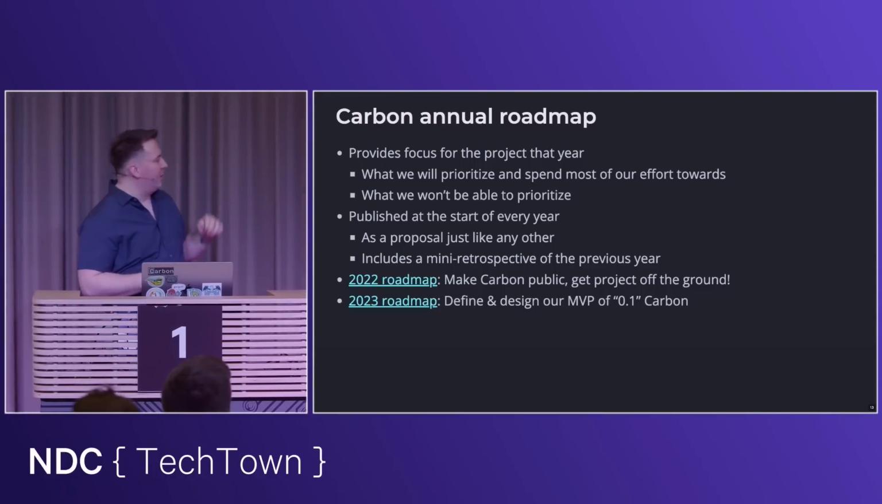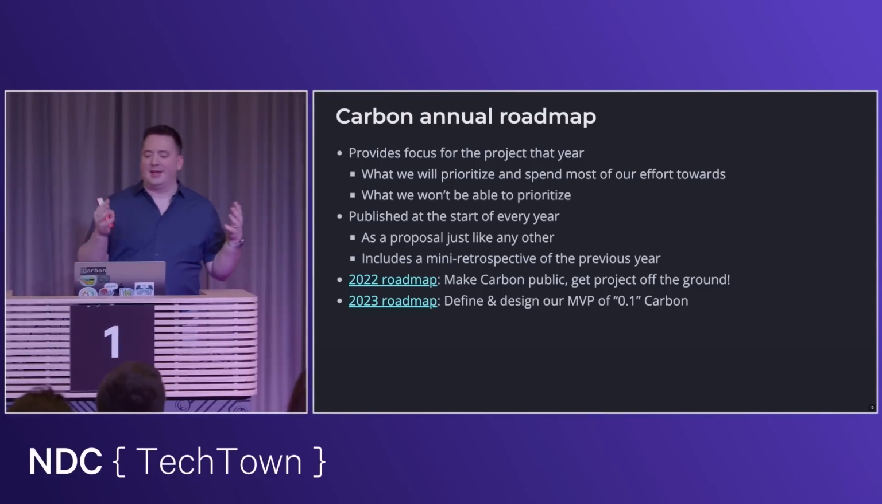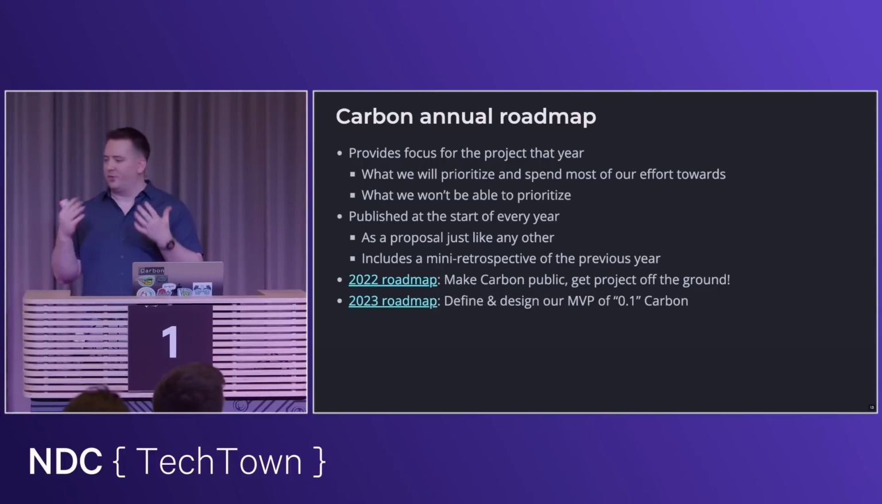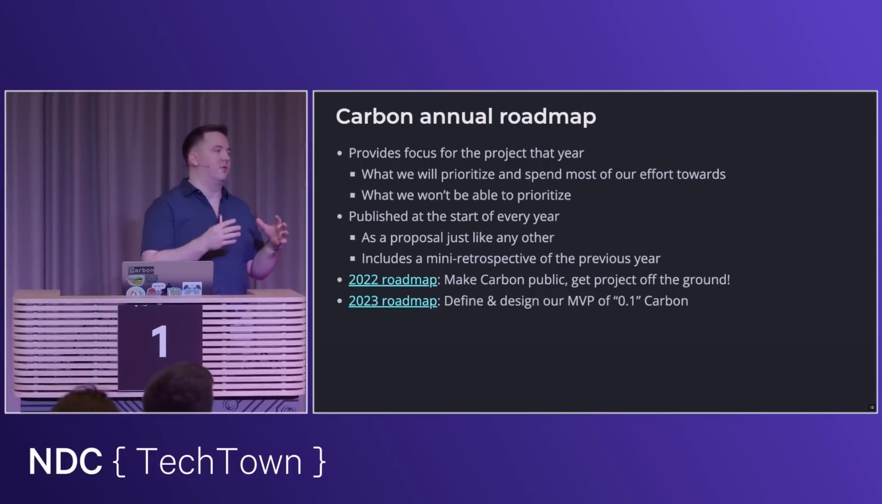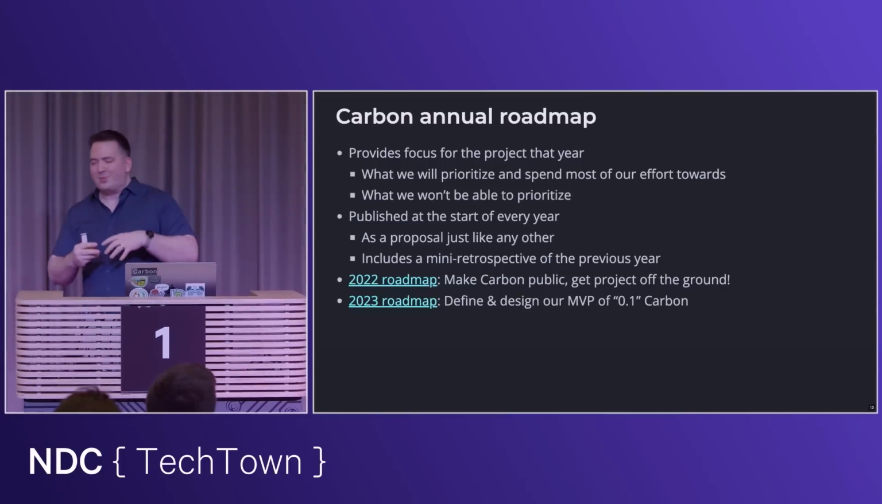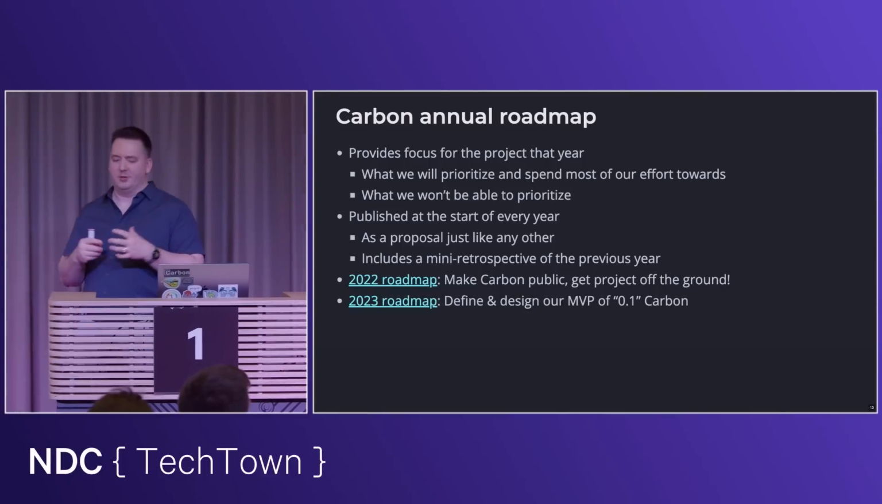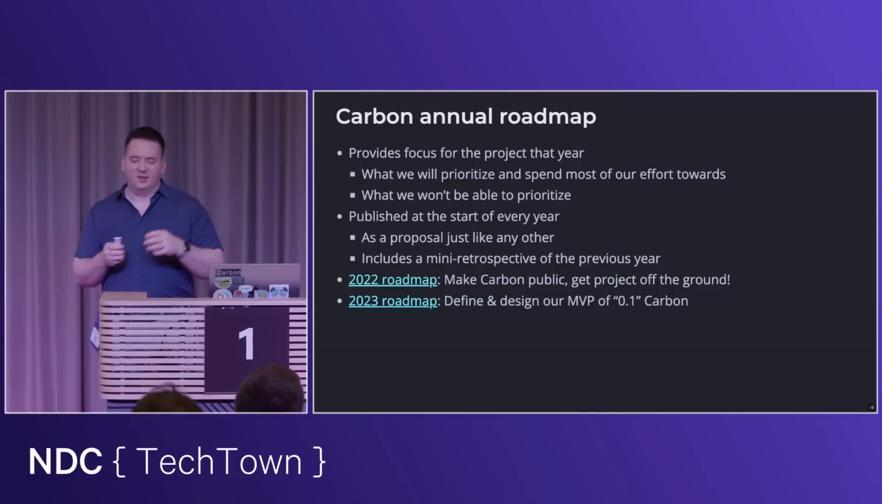You can find our 2022 roadmap, which really focused on making Carbon public, getting the open source project off the ground. You can also find our 2023 roadmap, which was really focused around defining an MVP or a 0.1 version of Carbon. And we'll get into more of these things as we go through the talk.